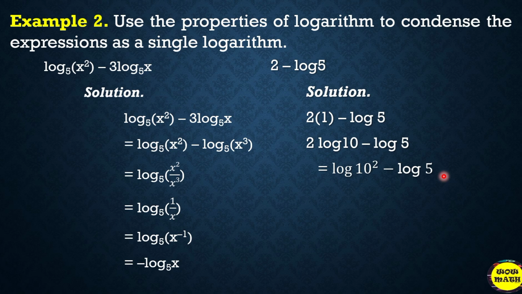Okay, now, since difference yung nakikita nyong operation, so we're going to apply the logarithm of quotient. So divide natin. Logarithm of 10 squared divided by 5. So 10 squared, that is 100. Divide 5. So therefore, the answer is logarithm of 20. Okay?